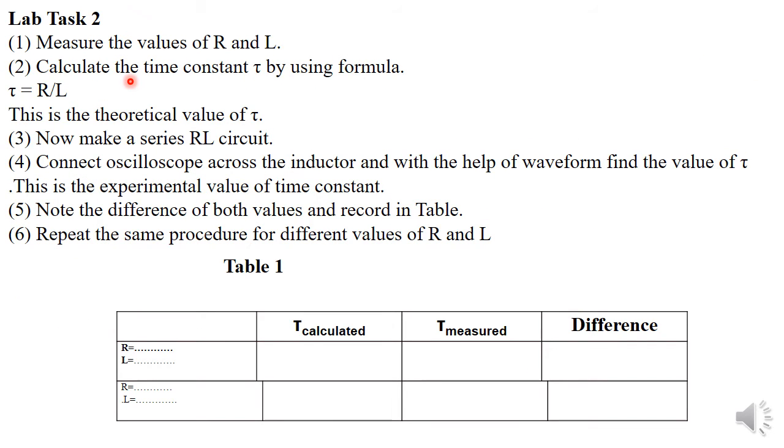For task 2, to measure the time constant, measure the values of R and L. Calculate the time constant tau by using the formula L by R. This is the theoretical value of the time constant. Now make a series RL circuit. Connect the oscilloscope across the inductor and with the help of the waveform find the value of the time constant. This is the experimental value of the time constant. Note the difference of both values and record in table 1. Repeat the same procedure for different values of R and L and fill out this table.